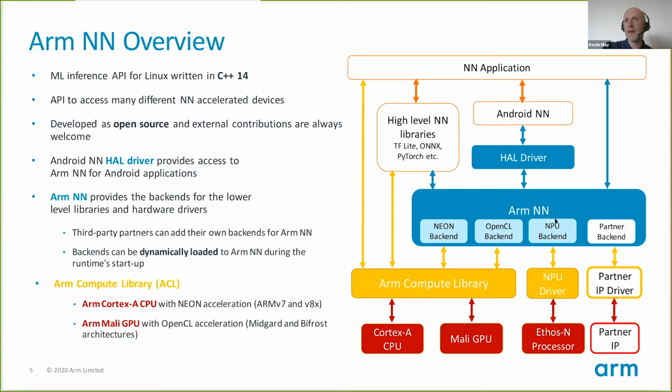But we also have available to download in addition an NPU backend. And that would be for access to the Ethos-N processor. And of course, if you are a third-party partner, you can also add your own backend for Arm NN via our pluggable backend mechanism.